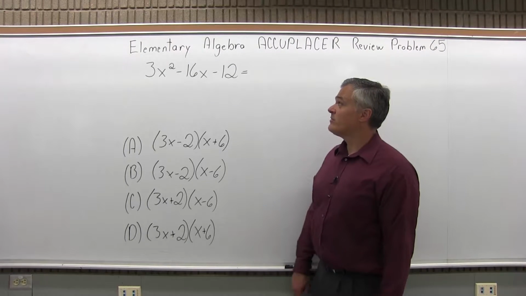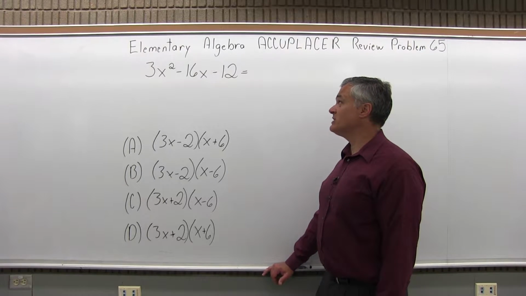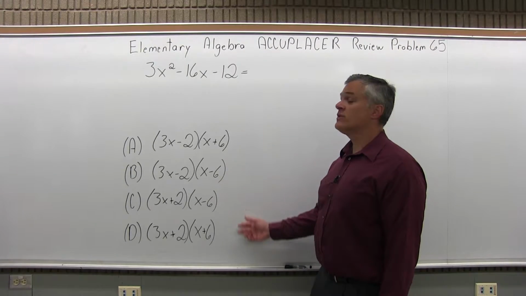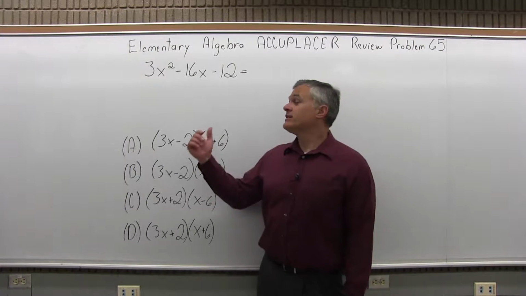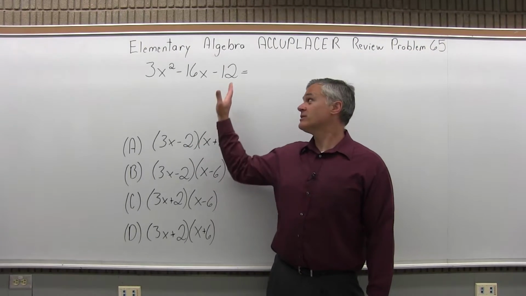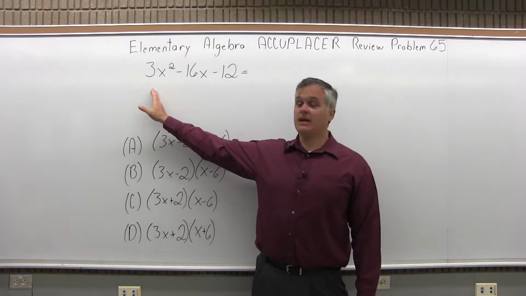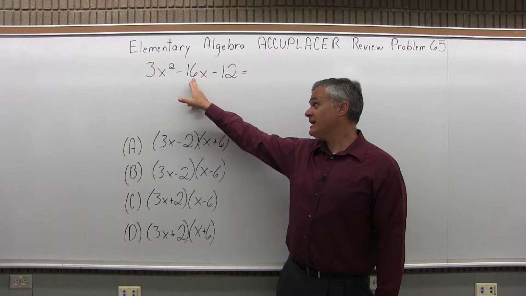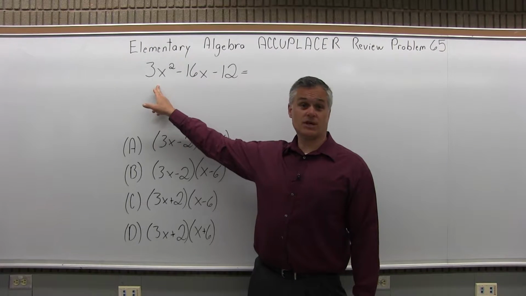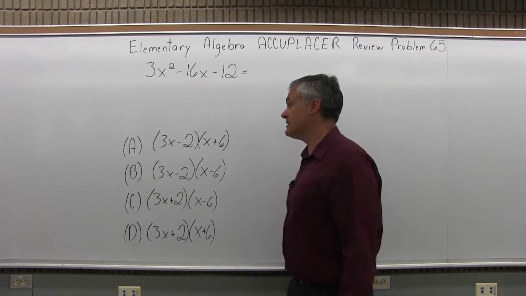We have 3x squared minus 16x minus 12 equals which one of the following four options? Well, for a problem like this, you want to start by seeing if you can factor something out of every piece. And it turns out that you can't. If we had a 15x in the middle, you can pull out a 3, but it's not a 15x. We have to just leave it the way it is.